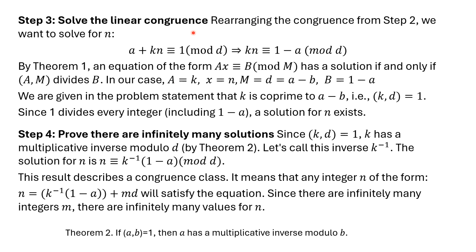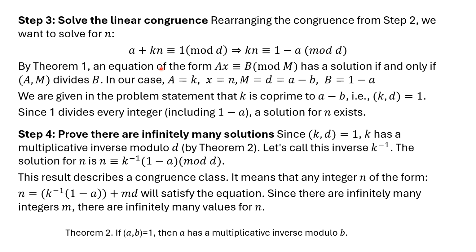So let's finish up the derivation. We left off with step 2, and we had this congruence, which I want to write like this here, and then we're going to make use of theorem 1. If you notice, this fits the mold of theorem 1. We have the k identified with a, and n identified with x, b is 1 minus a, and then m is d. If you recall, d we defined to be a minus b.